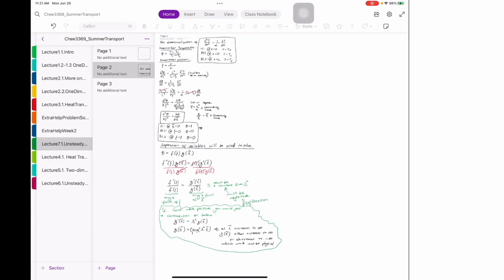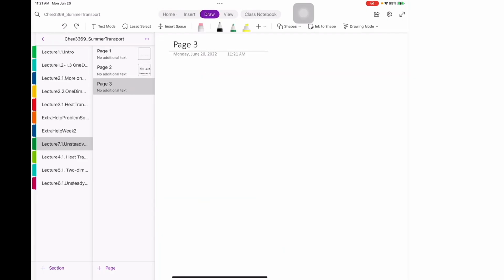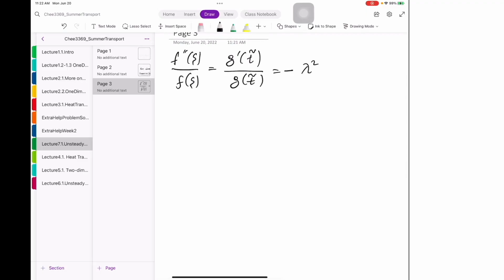So we came up with this separation of variables, and we had the formula f double prime of psi divided by f of psi is equal to g prime of t tilde divided by g of t tilde, which is equal to negative lambda squared. And let's do it for the g first. g prime of t tilde is equal to minus lambda squared g of t tilde, right?